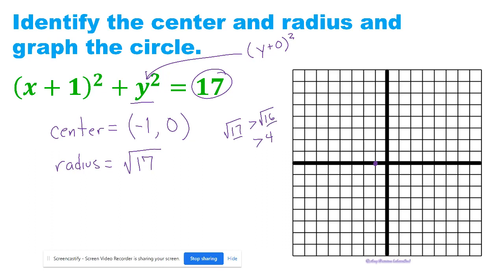So when I do my graph, I'm going to start at my center point. I'm going to go up a little bit more than 4. And then I'm going to go to the right a little bit more than 4. Down a little bit more than 4. And to the left a little bit more than 4. And then I'm going to connect my points, doing my best to make a circle that probably won't be very good. And there you go. So that's the graph of x plus 1 squared plus y squared equals 17.